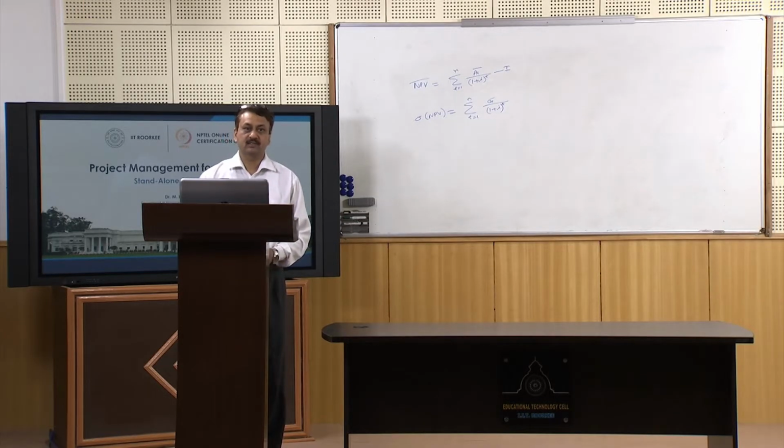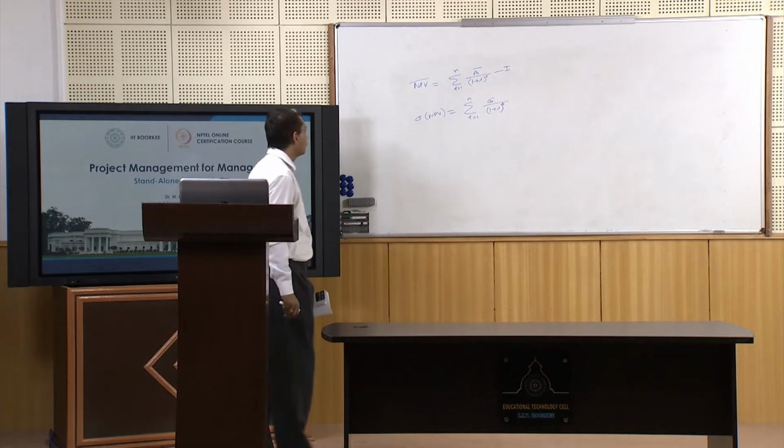As you are aware, in the previous session we were solving questions on how to calculate NPV and standard deviation of NPV, and we have seen 3 examples so far. We have seen 2 examples of unrelated cash flow and 1 example of related cash flow. Let us look at one more example of correlated cash flow, and for that we would be using these 2 formulas.